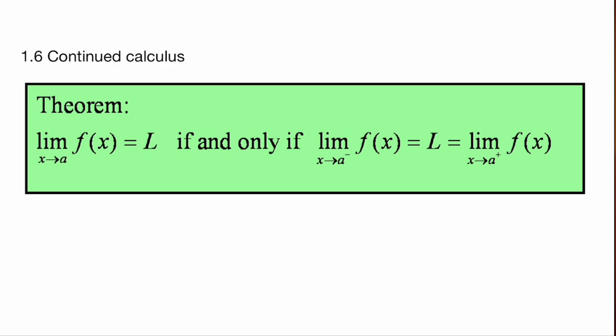Now that even works for approaching an asymptote. Both sides have to go up to infinity, and that would be your answer. Both sides will go down to negative infinity, and that would be your answer, okay?